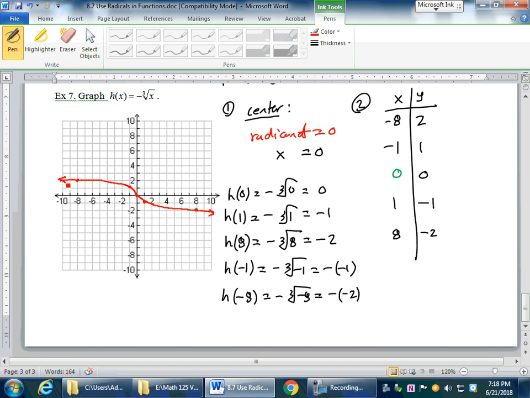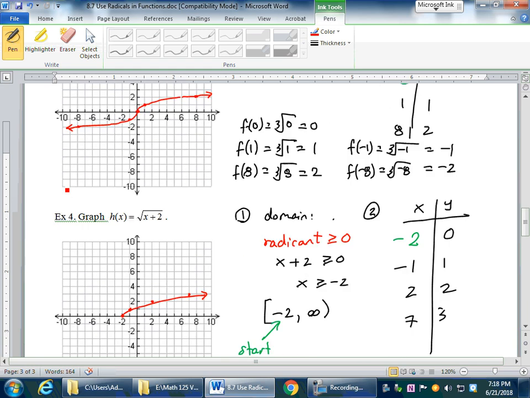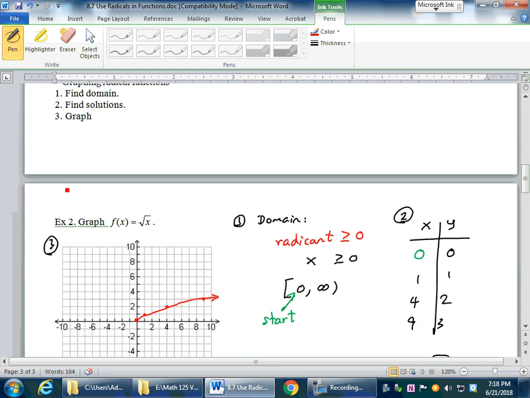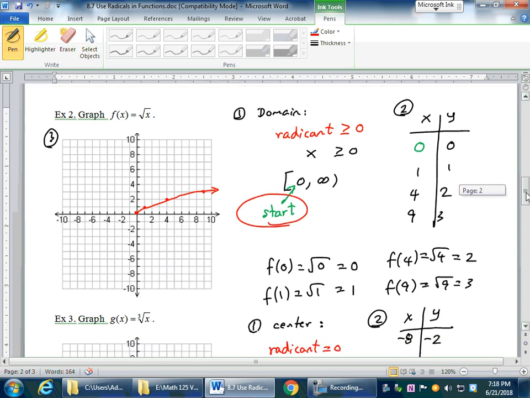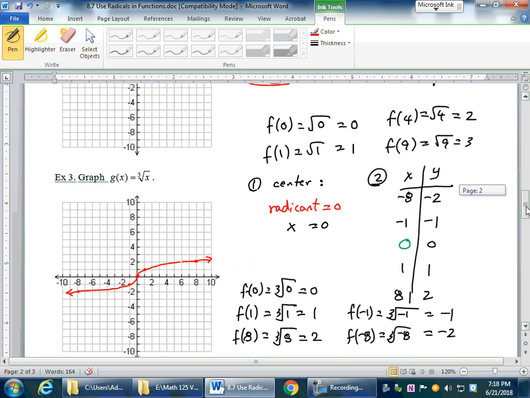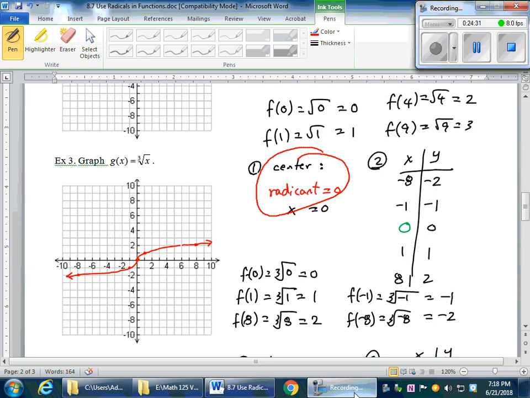And this concludes this section. And make sure you remember, let me go back and recall. If it is a square root function, you need to find out the starting point, which is looking at the domain, find out the domain. If it is a cube root function, when we graph it, we want to find out what the center is when the radicand is equal to 0. And this concludes our session.